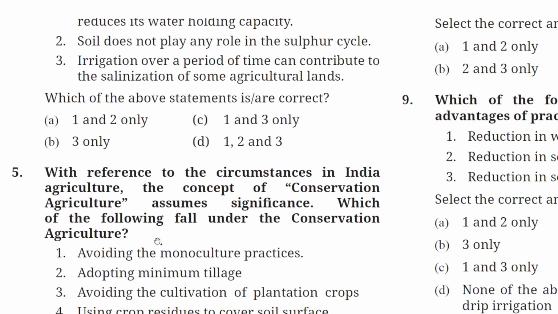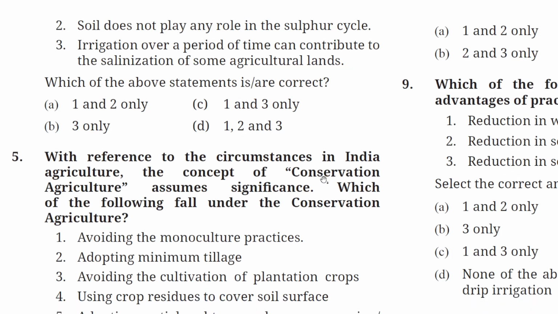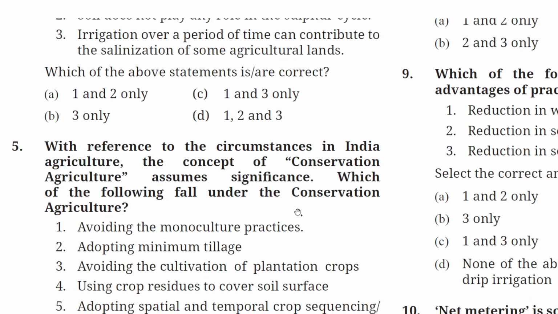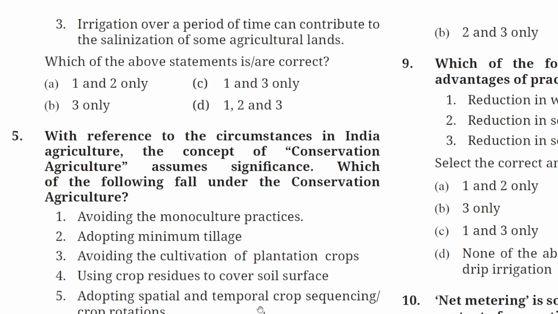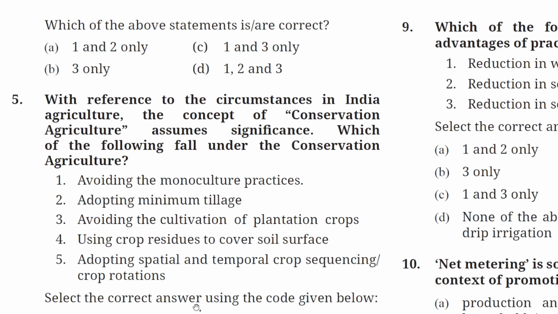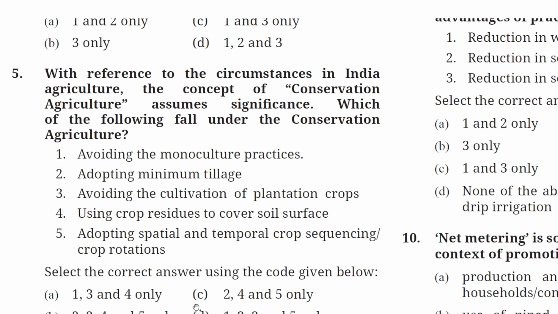Agriculture. With reference to the circumstances in India, the concept of conservation agriculture assumes significance. Which of the following fall under conservation agriculture? Avoiding monoculture practices, adopting minimum tillage, avoiding the cultivation of plantation crops, using crop residues to cover soil surface, adopting spatial and temporal crop sequencing, crop rotations. So we have to select the correct options among the 5 options about conservation agriculture given here.